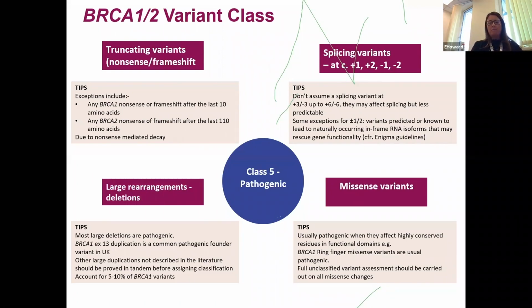And lastly, large rearrangements, particularly deletions, are for the most part pathogenic. There is just one exon 13 duplication, which is a common pathogenic founder that I wanted to highlight, common in the UK, which is pathogenic because it has been determined to be in tandem. There are other large duplications that are not described in the literature, and one needs to be really careful in proving that they are in tandem before assigning classification.